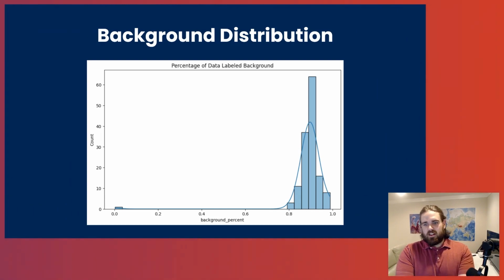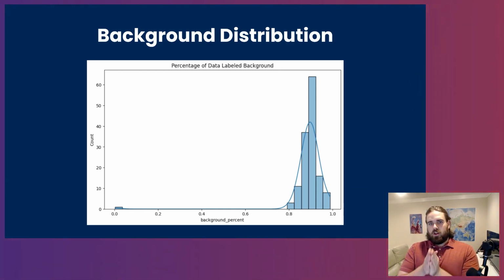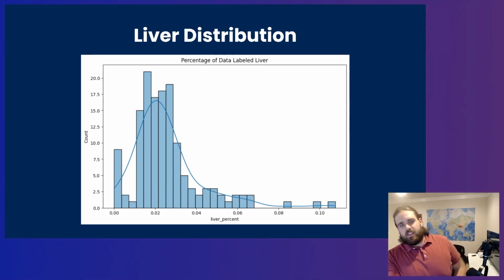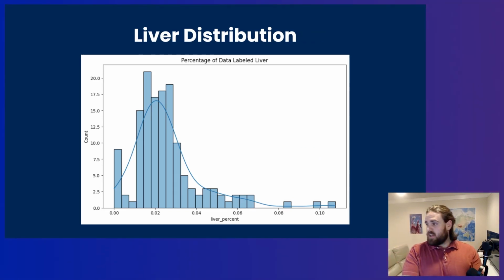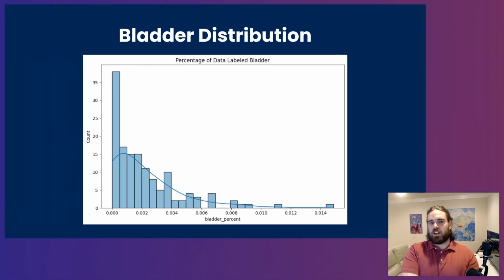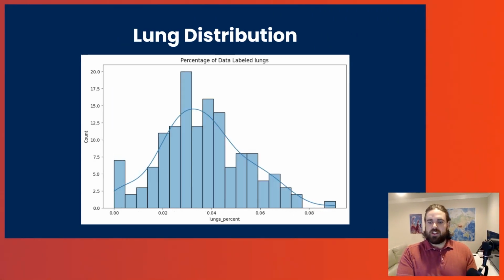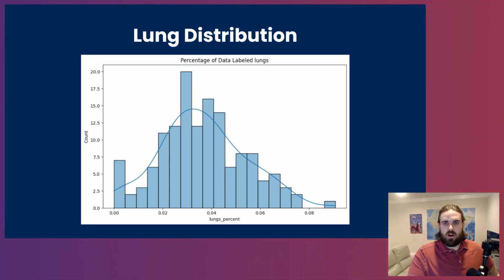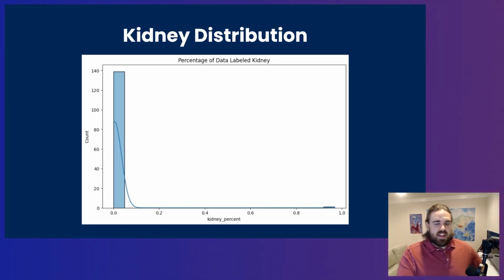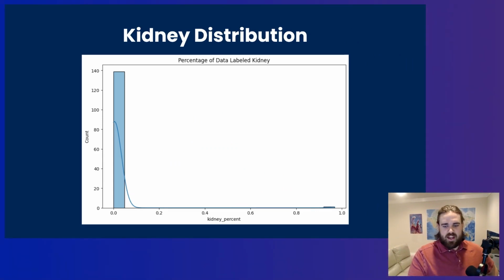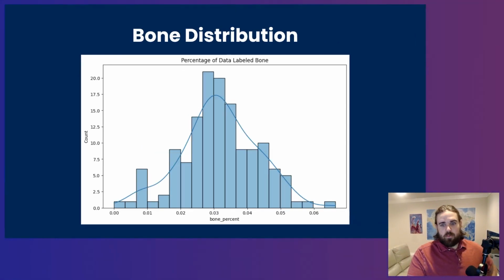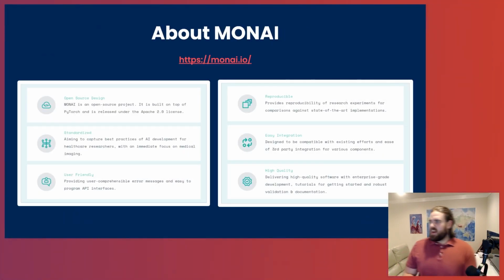So here's the percentage of data labeled background. This is a distribution of all the stuff in my data set, the percentage of what data was labeled background. And this is the percentage of data labeled liver. You can see it's a lot better, but it's not very good. Same with bladder. Bladder had a lot of scans that just didn't have bladder, so it was hard to actually predict bladder. Lungs was also really good. Lungs had a very good data representation. Kidney was terrible. Kidney had barely any data points that had kidney. Bone, same thing there.